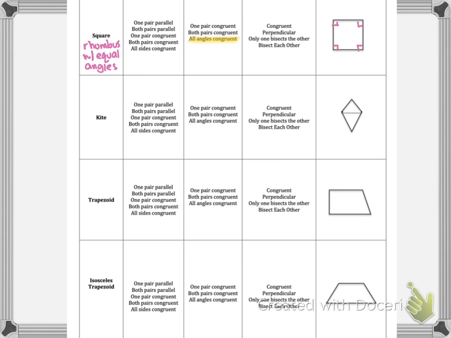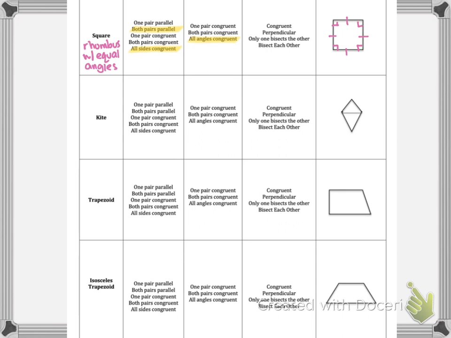So we know that because a square is a rhombus and because a rhombus is a parallelogram, both pairs of opposite sides will be parallel. And we also know by definition that all sides of a square are congruent. This is also true because a square is a rhombus. What we need to figure out is what's going on with those diagonals.